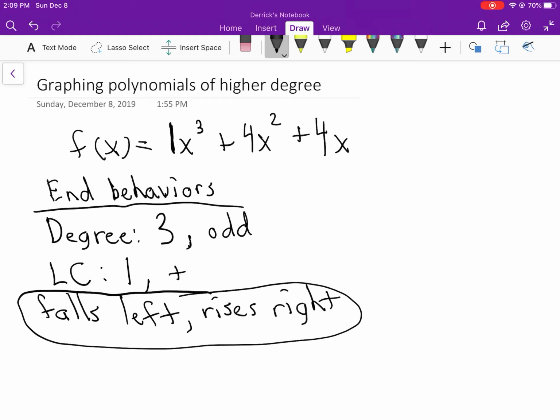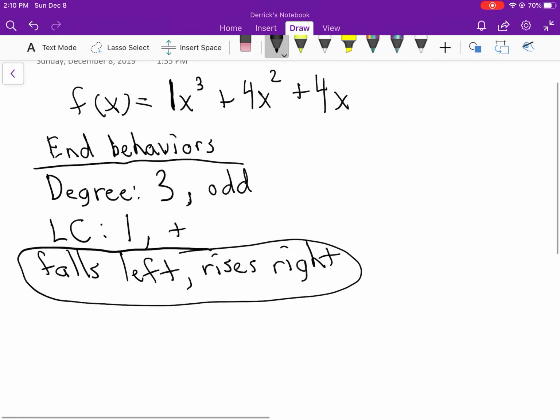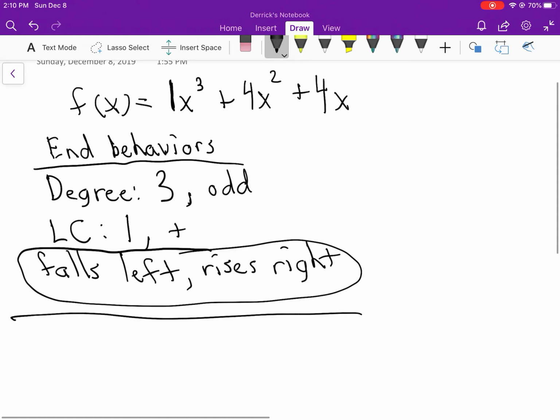That is useful information, but just like on the notes with end behaviors, that doesn't tell me everything I need to know. There's still what's going on in between, like in the part that we can actually see. We want to know what's happening there as well. Well, to do that, we're going to need to find the zeros. So that's what we'll do next.